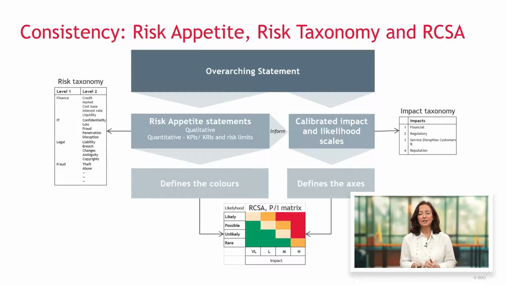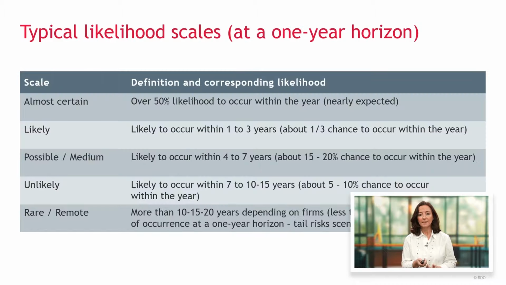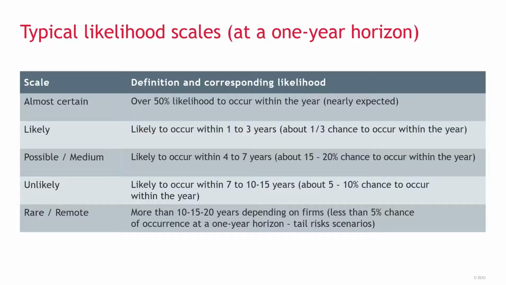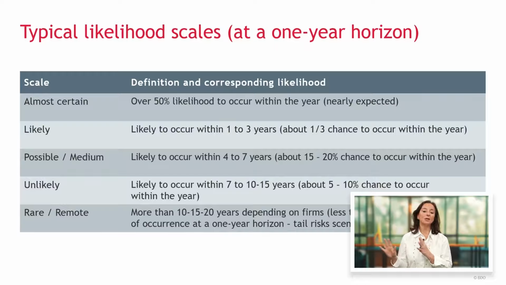So this heat map and the use of this heat map in an RCSA process is really driven by the rest of your framework. So what are the typical likelihood scales that you can find in the market? 4-point scale, 5-point scale. It largely depends, but here, let's take the example of a 5-point scale from almost certain. For almost certain, think of a 1-year horizon likelihood. We're looking at events that are more likely than not, so anywhere between 50% likelihood and let's say 80% likelihood at a 1-year horizon.